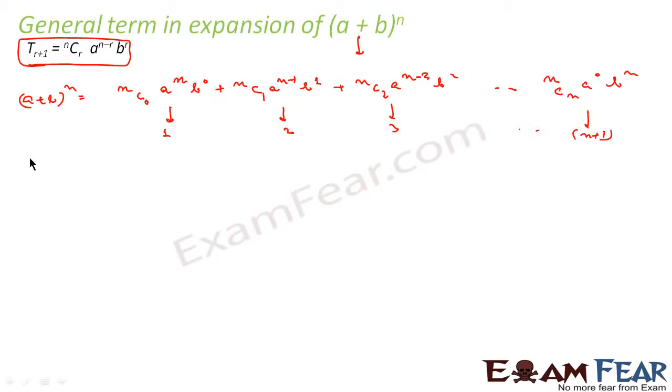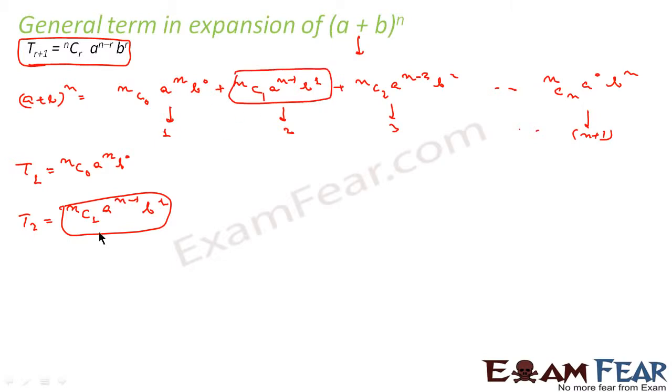Now in this case, when I say r is equal to 0, I get T1 equal to nC0 a^(n-0) b^0. This is similar to the first term. In the same equation, if I say T2, I have to put r equal to 1, because 1 plus 1 is equal to 2. So nC1 a^(n-1) b^1. So T2 is the same as this term.